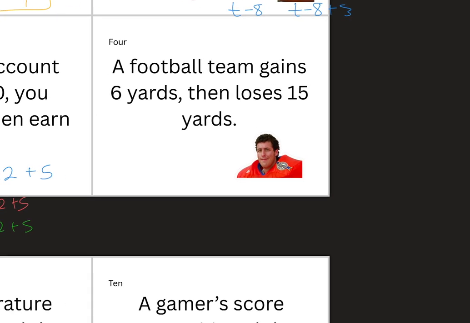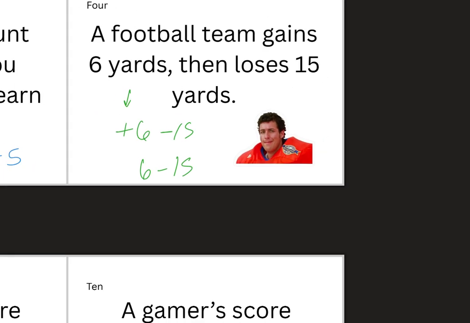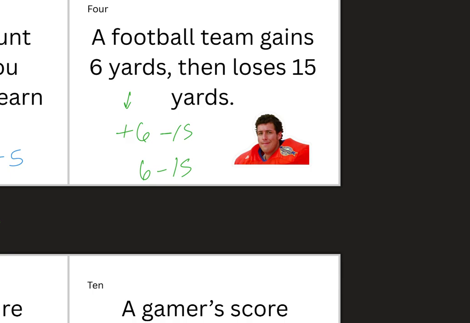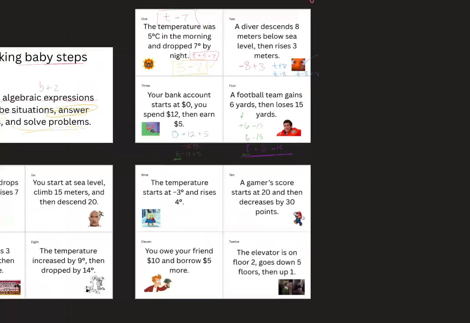A football team gains 6 yards, then loses 15 yards. So you could write plus 6 minus 15, but how often do we see a plus out in front doing anything? We never see that. So I'd rather see this. But if you want to do an algebraic expression, again, I use t. T for team, football team, let's say they gain 6 yards, but they lose 15 yards. I mean, this would communicate that they had an unknown starting position, so to speak.